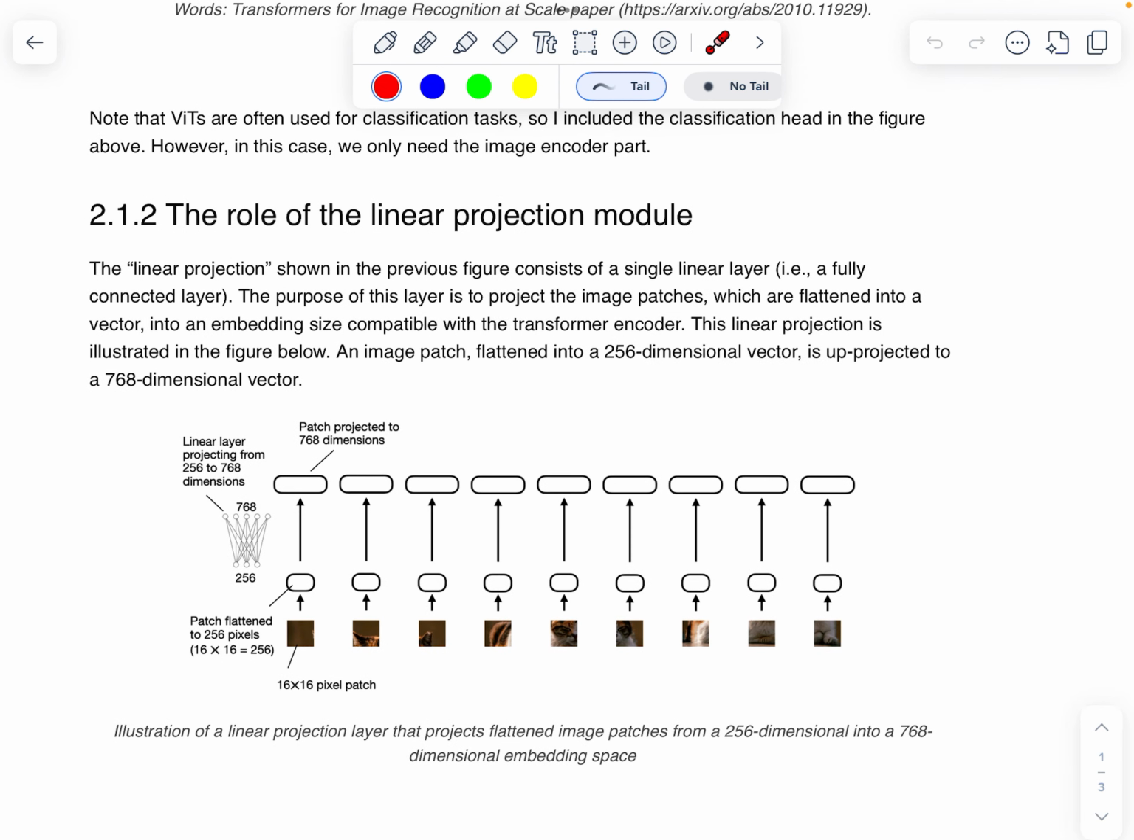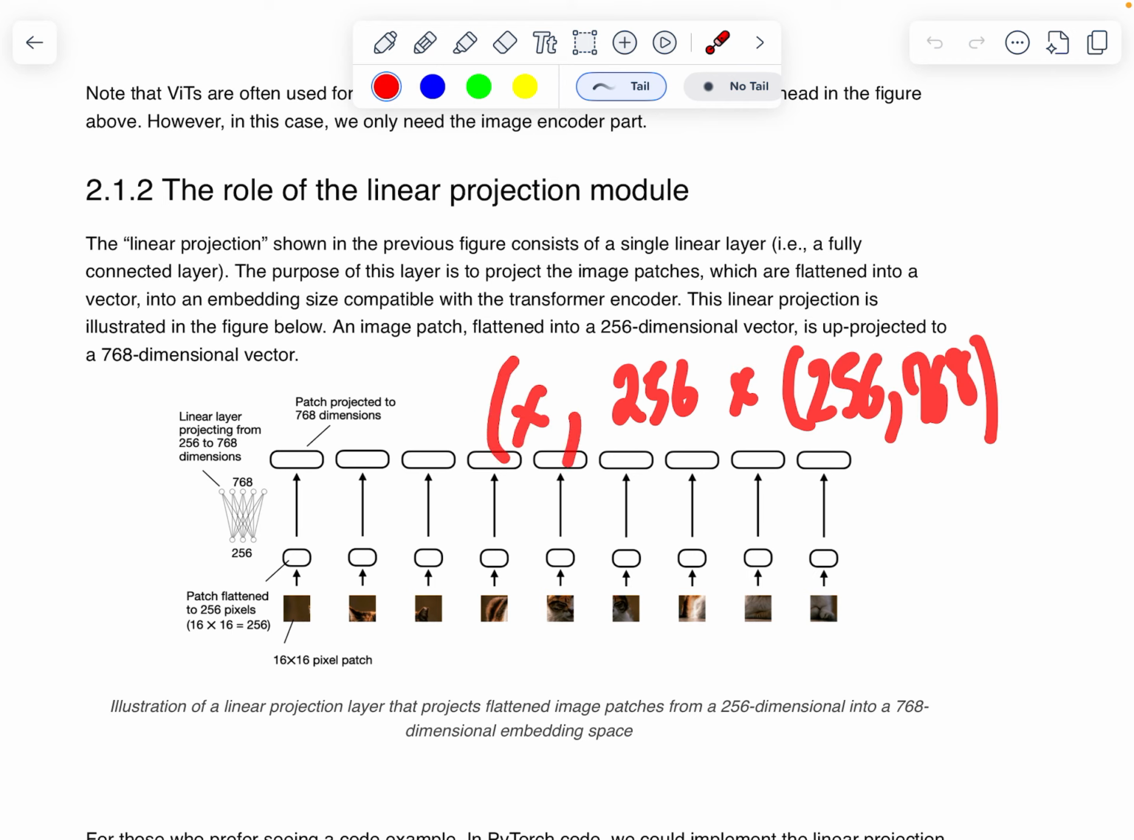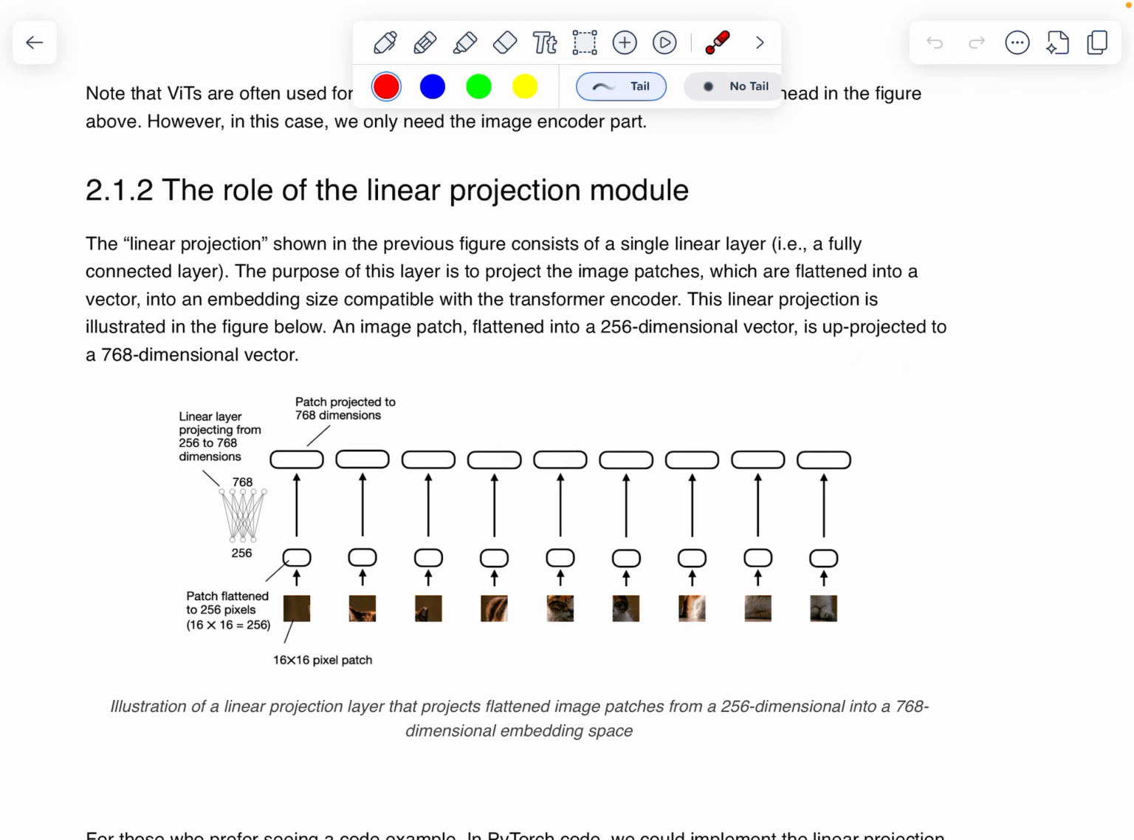Yeah, so here you have an image patch flattened into a 256 dimensional vector that is up projected into a 768 dimensional vector. So you have 16 by 16, that's 256, and then this is 768. So what we have is you have 256 and then you multiply it by a 256 by 768 matrix, and then this generates x is equal to 768. Does that make sense?